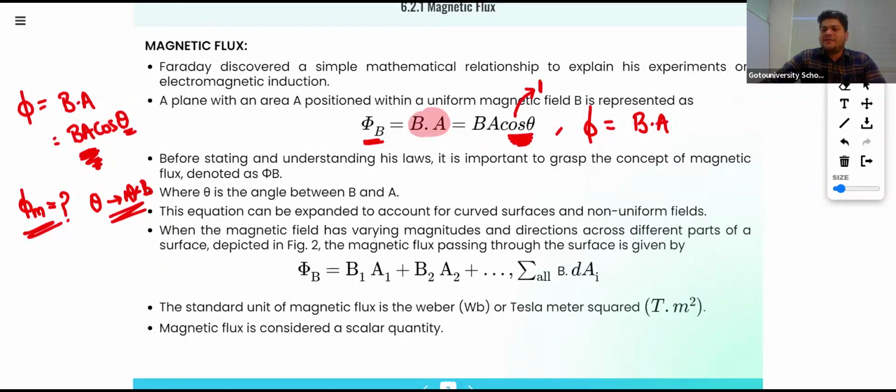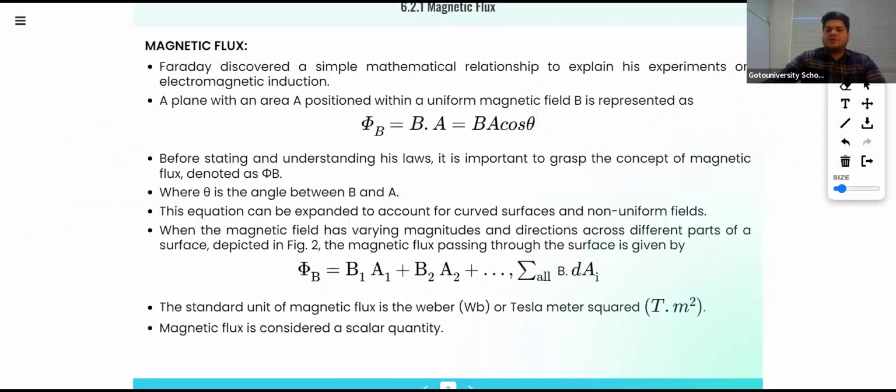Similarly, if you have many such surfaces, then you will use this formula: sum of BA. What is the unit? The unit is Weber, or Tesla meter square. So the unit of flux is Weber or Tesla meter square.